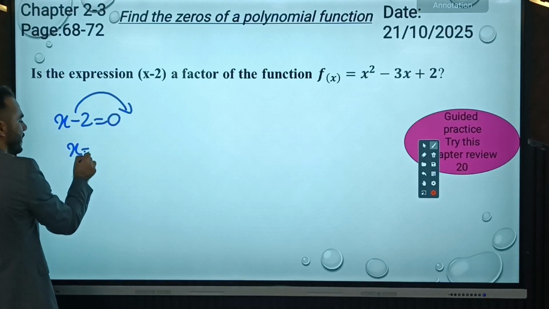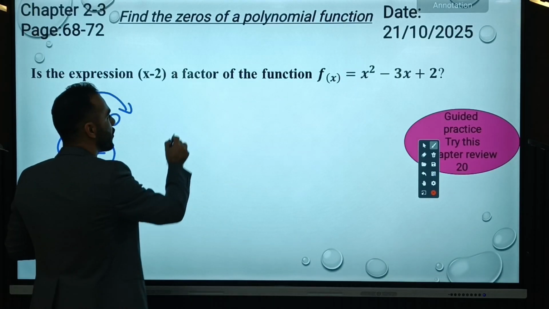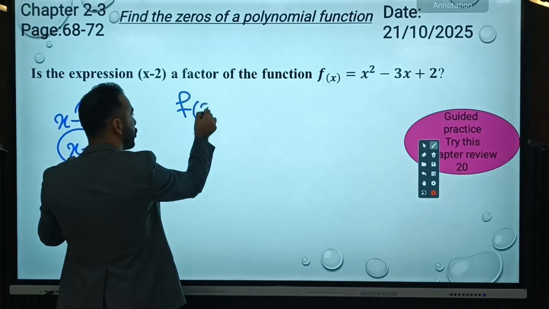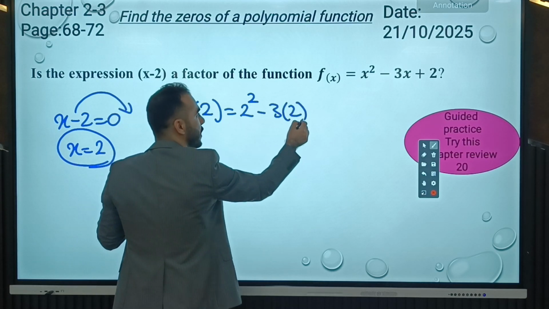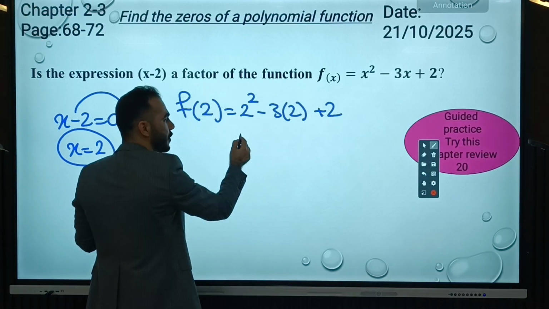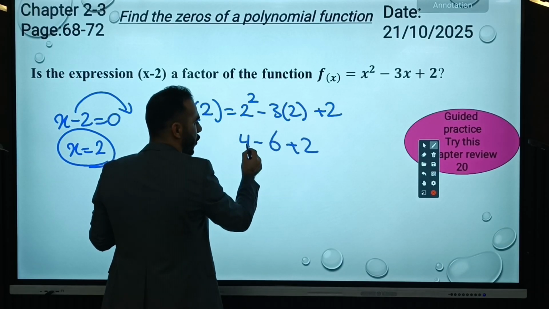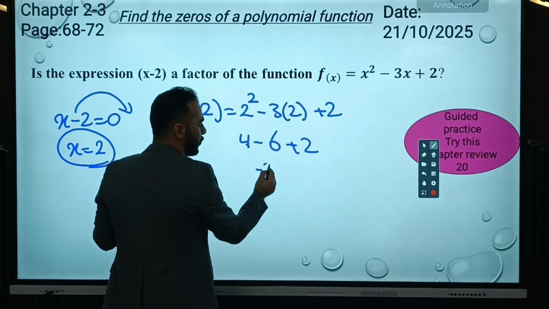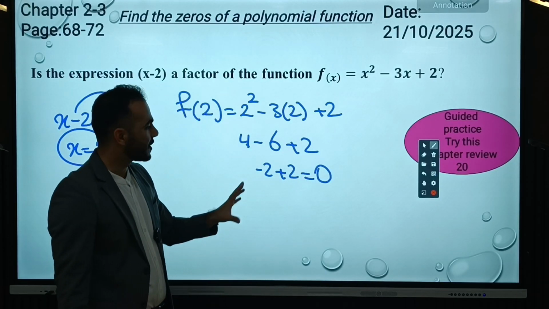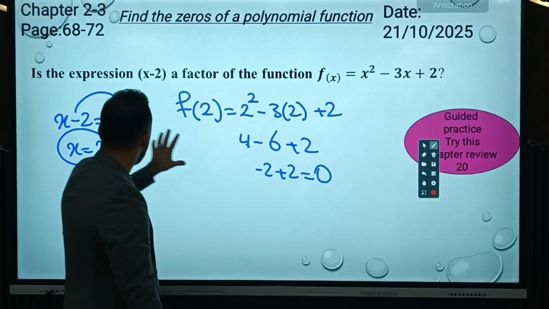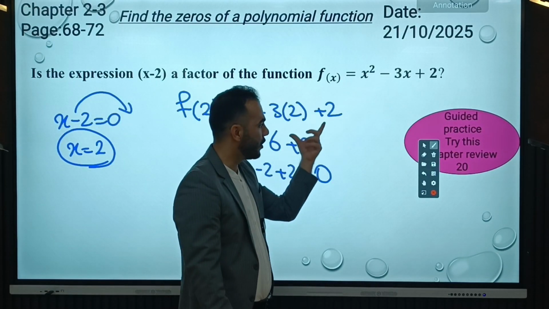Now substitute it into our function. So f of 2 equals 2 powered by 2 minus 3 times 2 plus 2. 2 powered by 2 is 4, minus 3 times 2 is 6, plus 2. So 4 minus 6 is equal to negative 2, plus 2, the result is 0. Since the result becomes 0, x minus 2 is a factor of this function. That is the meaning of being a factor of a polynomial function. Perfect.